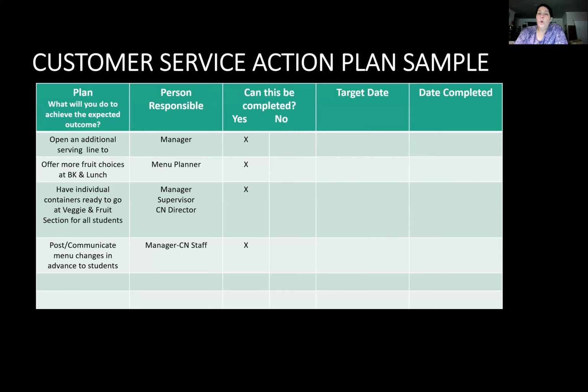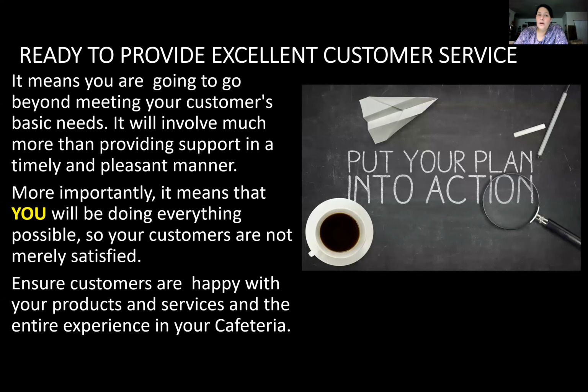There are many goals that you can set, and I want you to work on that. I want you to work on a personal plan for you to improve the service that you are providing to your customers in your cafeteria. Are you ready to provide excellent customer service? It means that you are going to go beyond meeting your customers' basic needs. It will involve much more than providing support in a timely and pleasant manner.